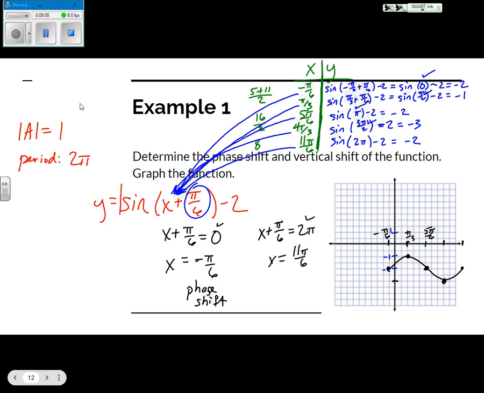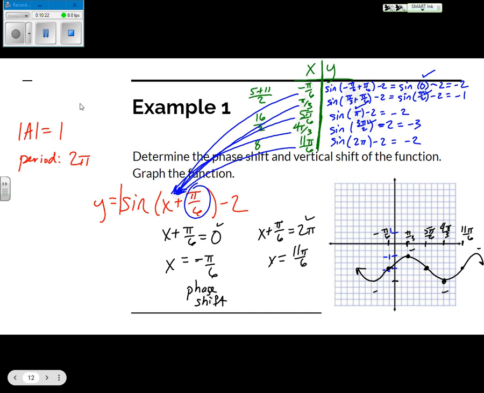Do me a favor. Let's label everything that's on my table. 11 pi over 6. And then from here, we're just going to keep the same motion and just extend it. Extend it through the next turn. That way I get 2 hills, 2 valleys. And when I look at this graph, that's going to be full credit.